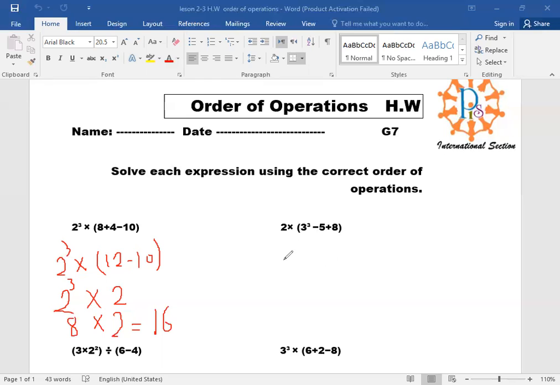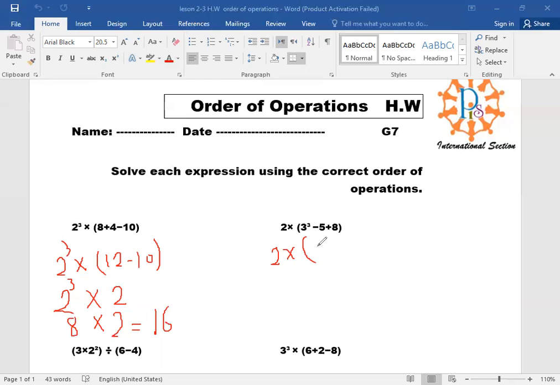Okay. About question number 2: 2 times (3 to the power of 3 minus 5) plus 8. Which part will we start with? The parentheses. Exactly. We will start with the parentheses. Inside the parentheses, we will start with the exponent. Thank you.